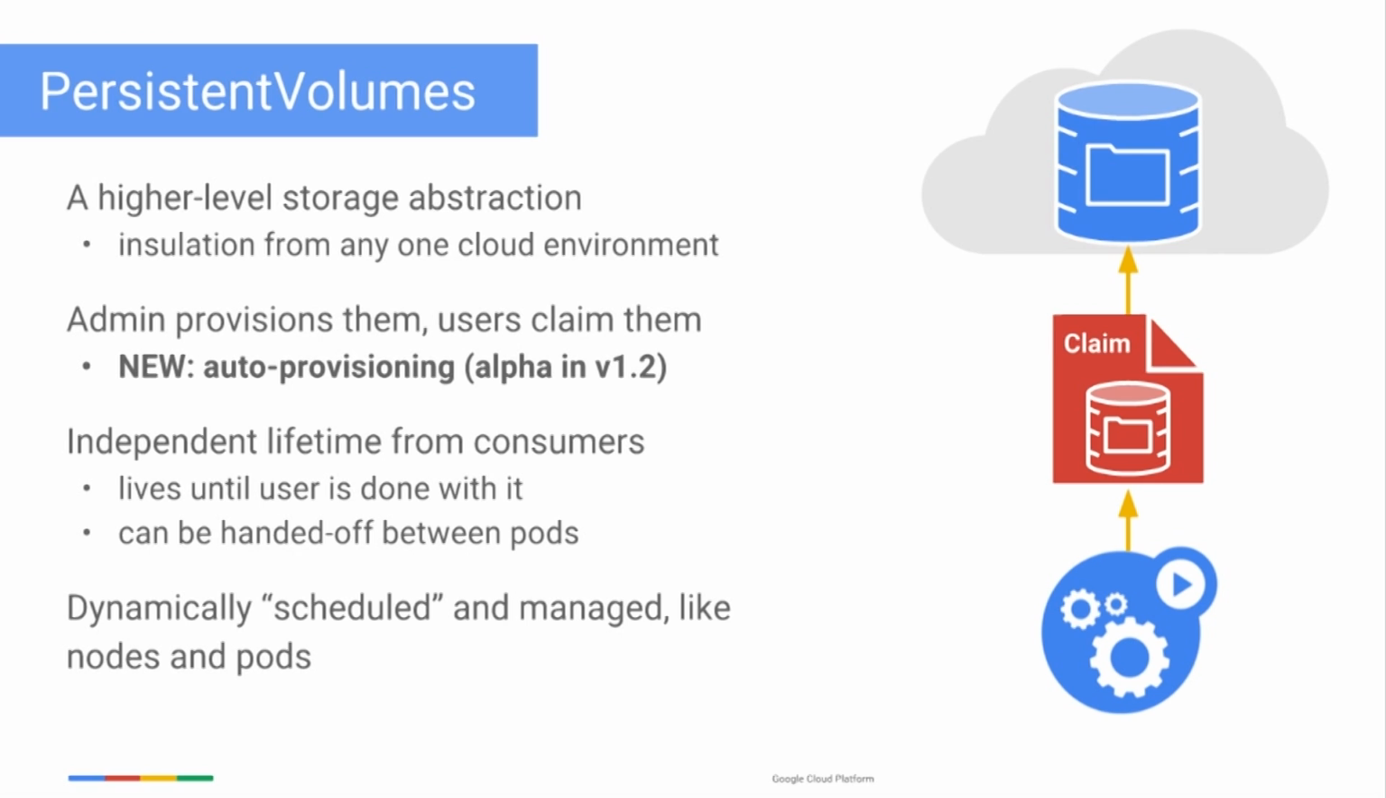So we have a second concept called a persistent volume, and a persistent volume is a higher level of abstraction. This is one of those places where we try to insulate you from your cloud providers. Admins provision a persistent volume, for example, a Google persistent disk, or an Amazon EBS volume, or any number of volume plugins that we've got. We now have auto-provisioning in our 1.2 system. These give you an independent lifetime from your containers. So you can create a volume, and you can attach to it and detach from it and reuse it later. And when you're done with it, you're done with it, and the system will release it. Volumes are dynamically scheduled. The idea of claiming some space on a volume gets scheduled onto available volumes, just like we do for processes and pods.